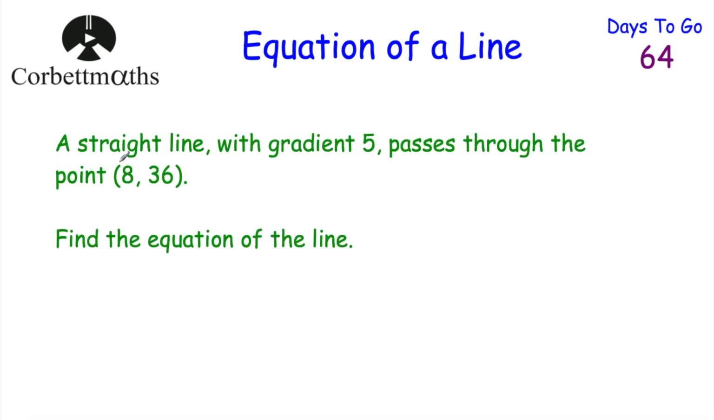Okay, let's have a look at our next question. So this question says, a straight line with gradient 5 passes through the point (8, 36). Find the equation of the line. So feel free to press pause and find the equation of this line.